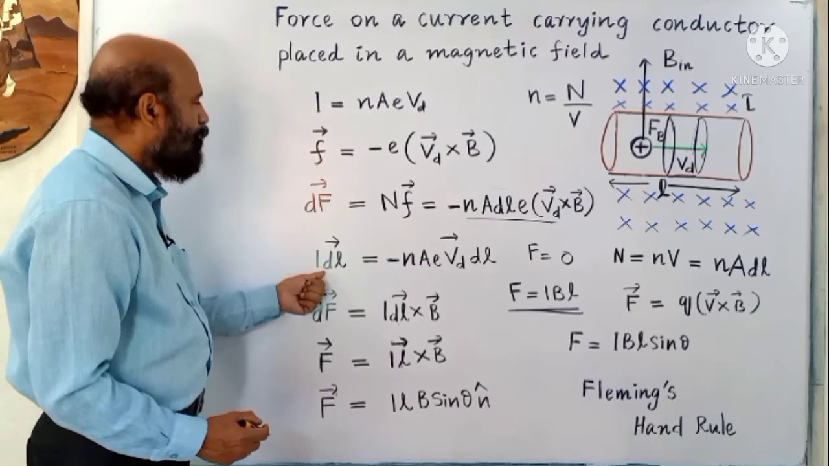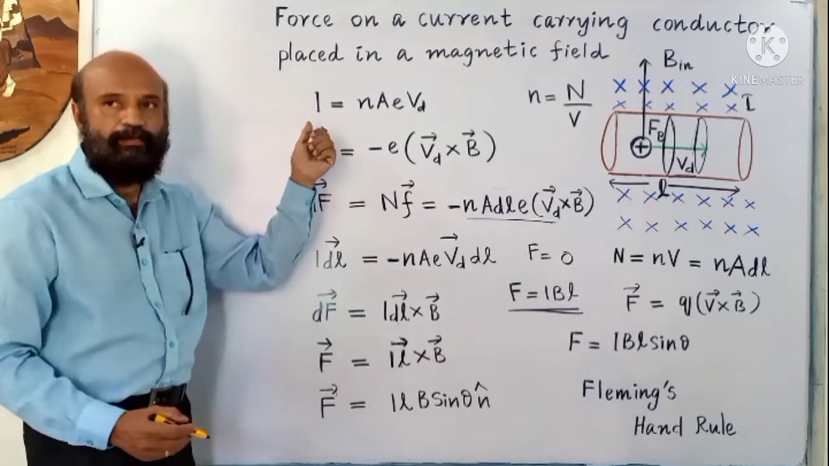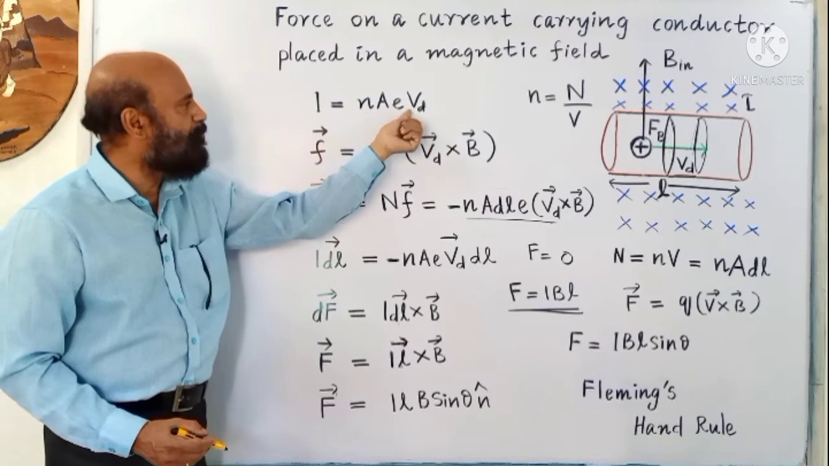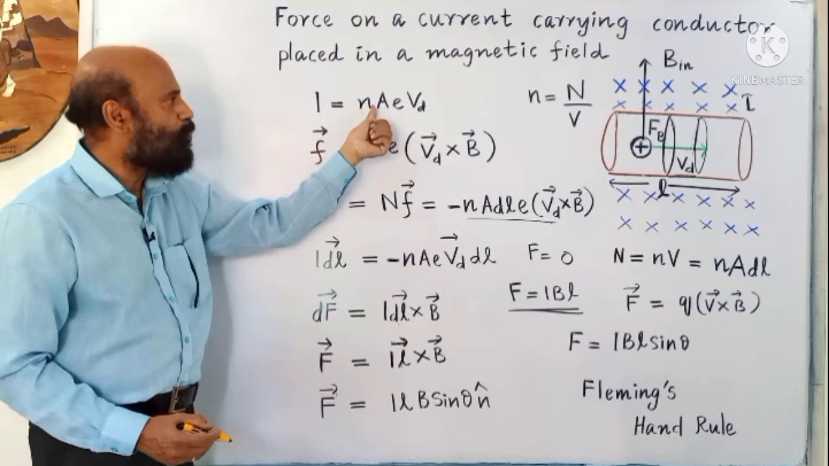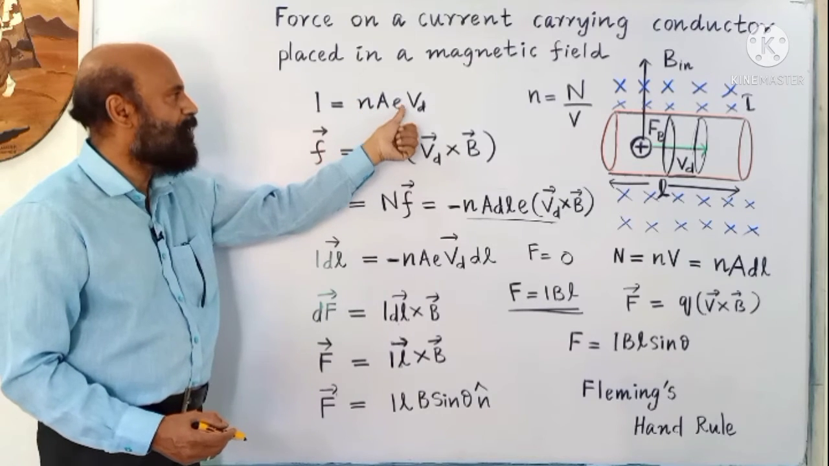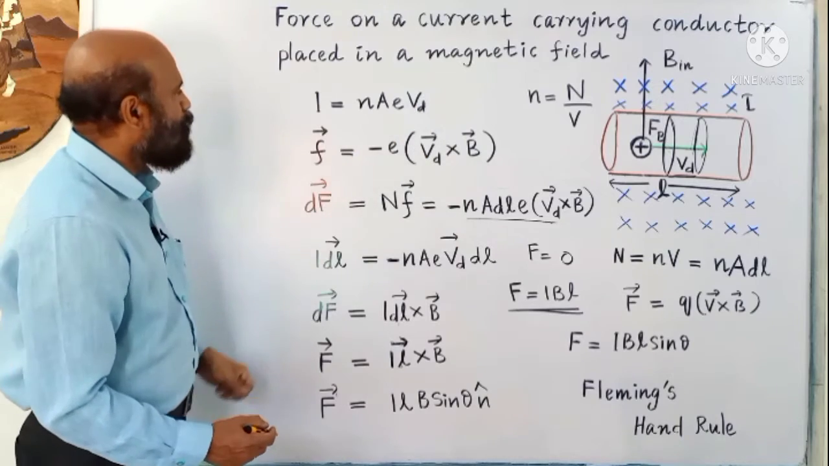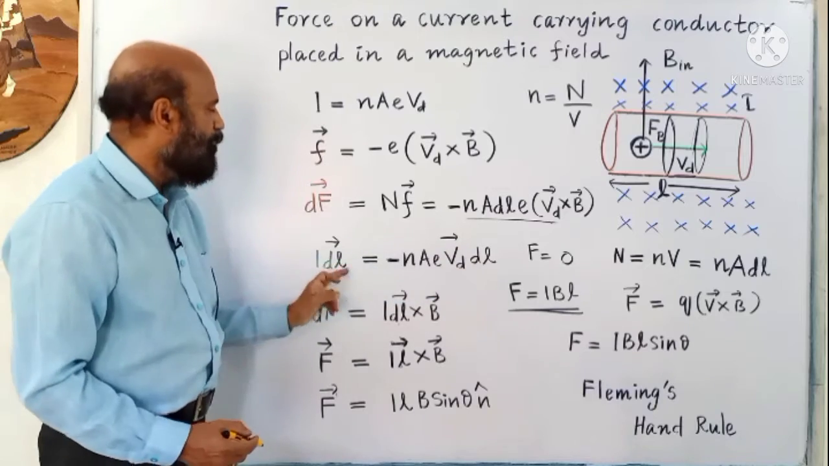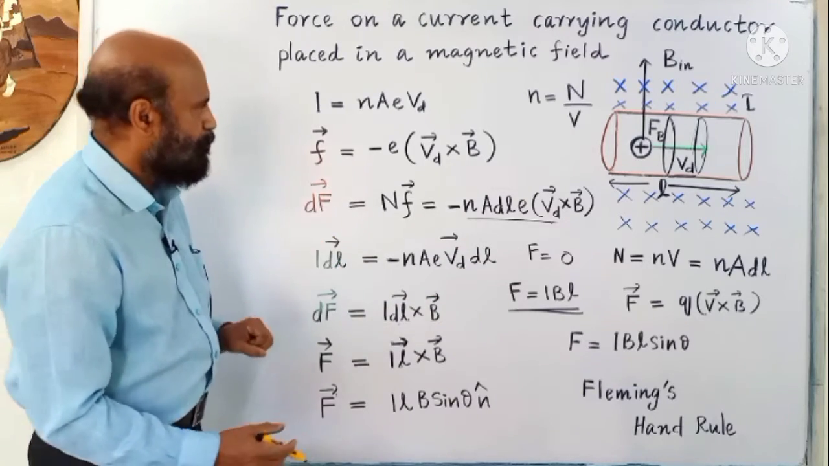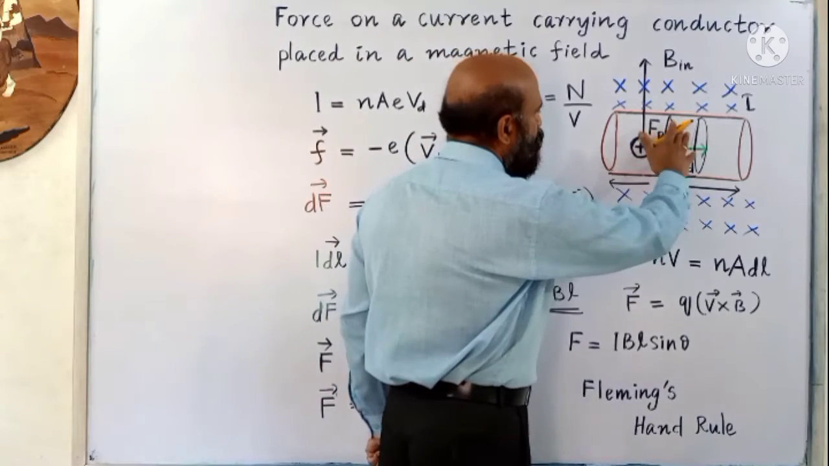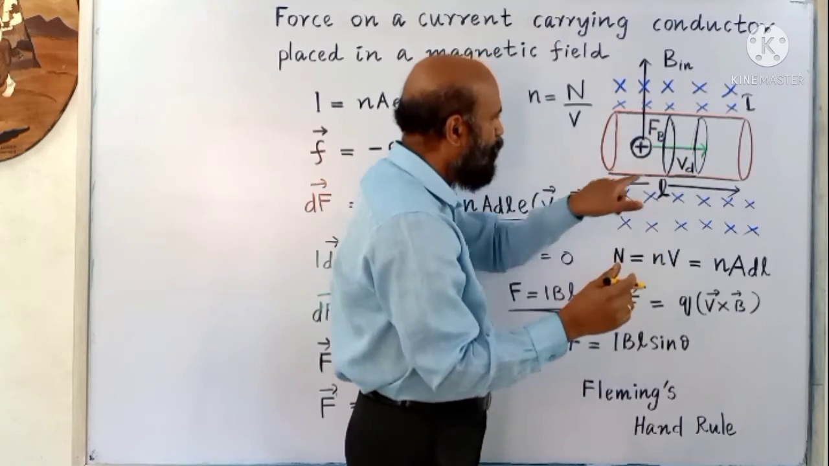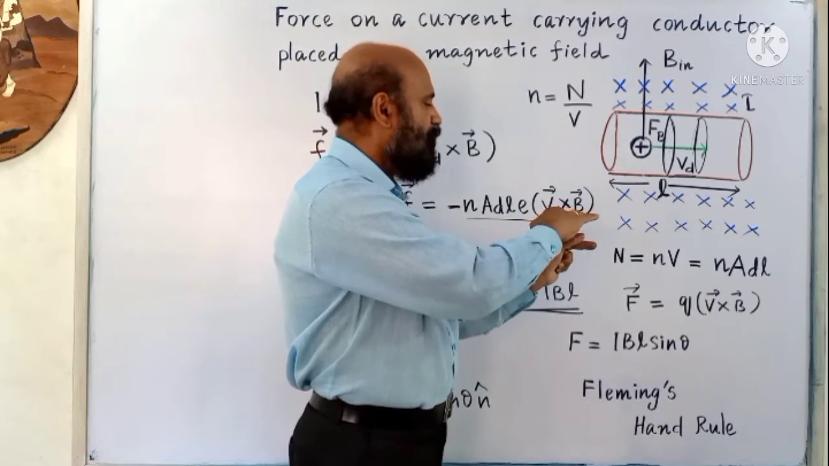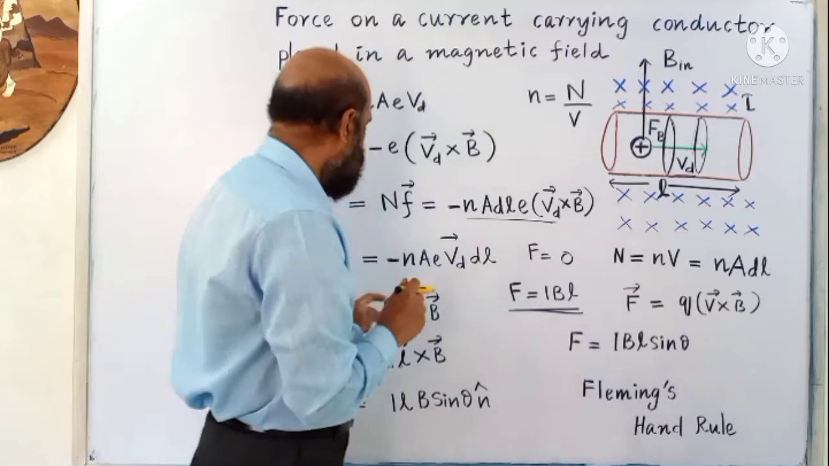Now there is a relation between current and drift velocity. I is equal to n A e Vd, where n is the number of electrons per unit volume, A is the area of cross section, e is the charge of the electron, and Vd is the drift velocity. You multiply both sides by dl. Then this can be considered as a vector because this conductor can be kept at a different angle to the field. Now the field is acting into the board. If it is kept like this at 90 degrees, or at different angles, it can be considered as a vector.